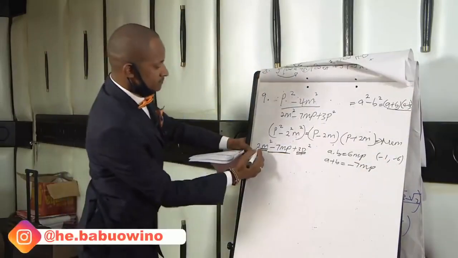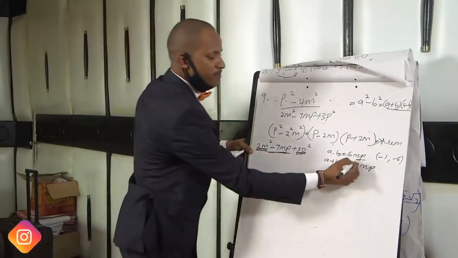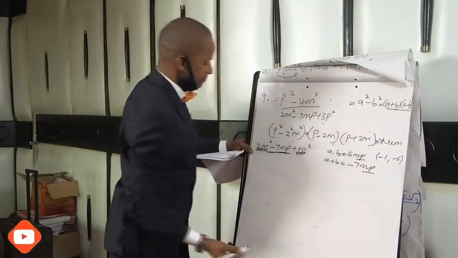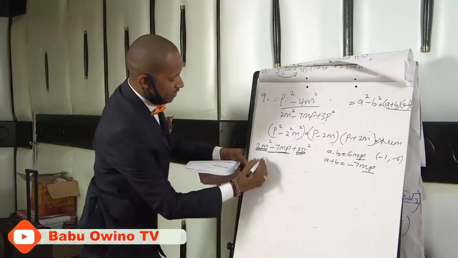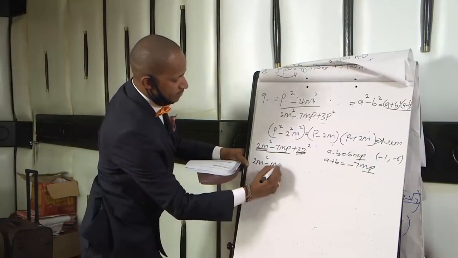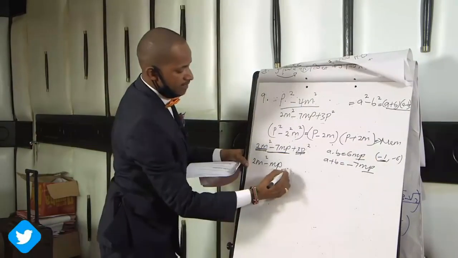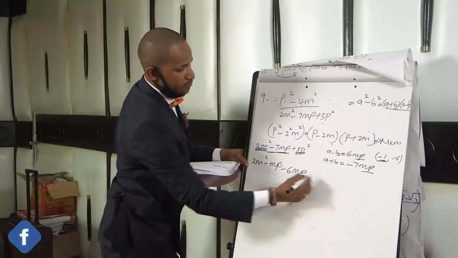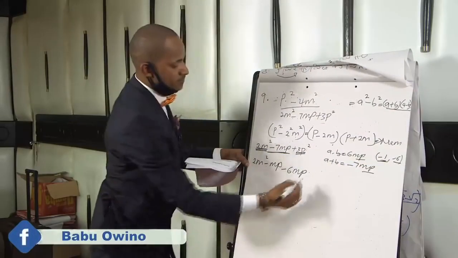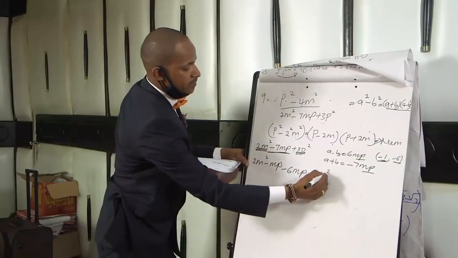You come back here, but now because we have mp, we'll just replace mp. So we have 2m squared minus mp, which is represented by minus 1, then minus 6mp, which is represented by this minus 6, plus 3p squared.